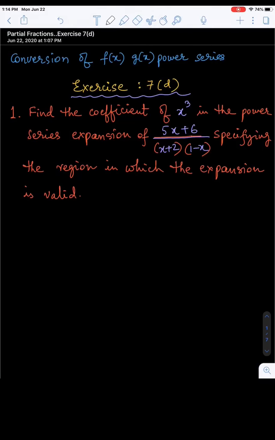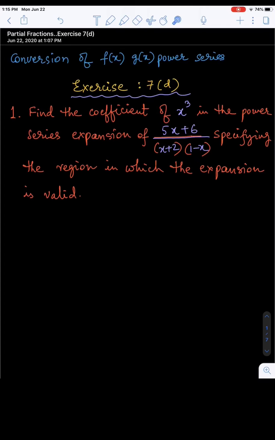Dear Sparrows, good morning. Partial fractions, exercise 7D. Conversion of f of x, g of x, power series. How to do? Let us read the question first.